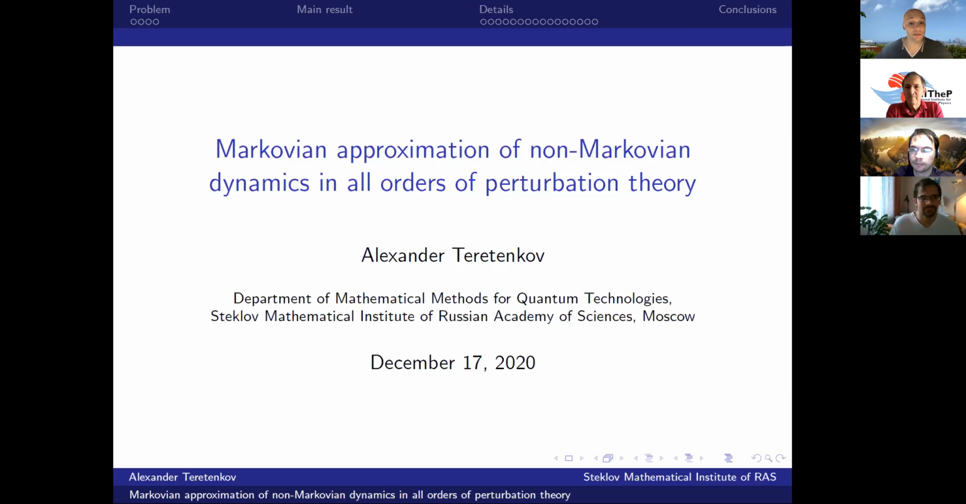And our speaker today is Alexander Teretenkov. Alexander got his PhD from Moscow State University in 2017 under the supervision of Professor Chebotarev. And since then, he is working at Steklov Mathematical Institute, which is one of the leading, or probably the leading mathematical institute in Russia, and probably one of the leading mathematical institutions internationally.